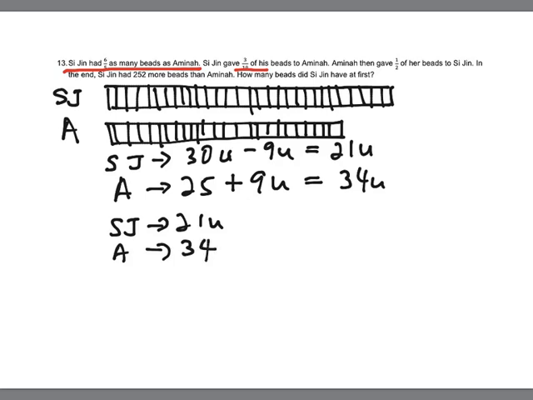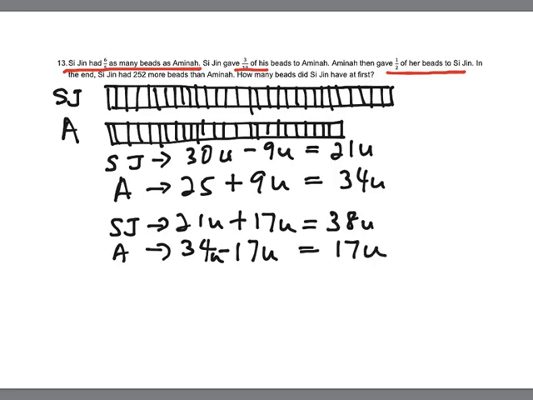Okay, next it says that Amina then gave half of her beads to Sujin. So look at Amina now. Amina has 34. Take away half. Let me write this in units. Minus 17 units, and I'm going to add it on to Sujin, 17 units. So now Sujin has got 38 units, and Amina has 17 units left. So it's okay. Next sentence done.